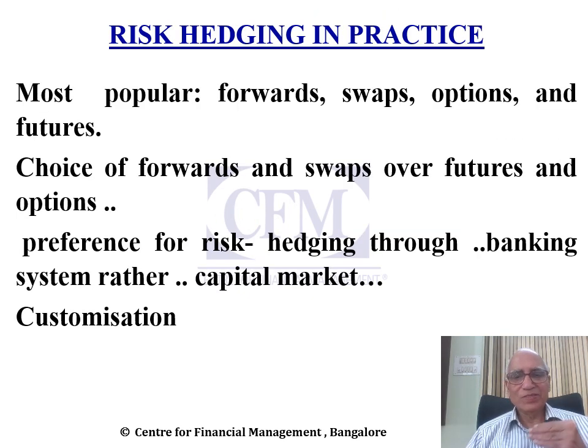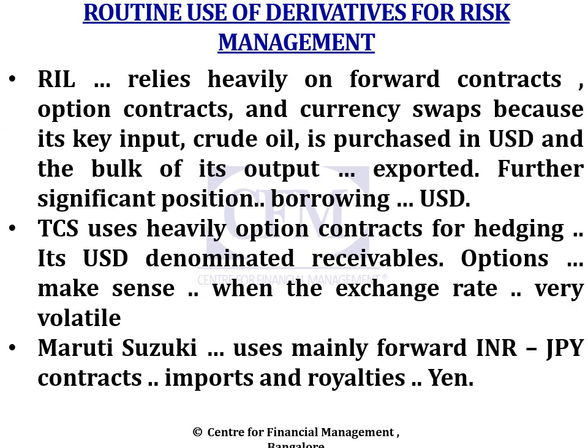The most popular risk management tools in India are forwards, swaps, options, and futures. Companies seem to have a strong preference for forwards and swaps over futures and options, and this preference is because they would like to do risk hedging through the banking system rather than the capital market. Perhaps banks are able to customize a risk management solution to the specific needs of the company much better than the capital market. Most companies use derivatives routinely for managing foreign exchange risk.